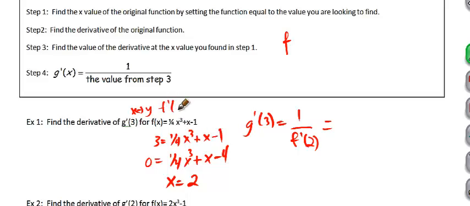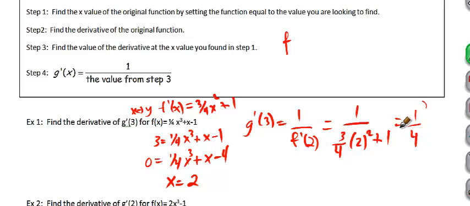So f prime of x is going to be 3/4 x squared plus 1. Okay, so we get 1 over 3/4 times 2 squared plus 1. Well, that's a 4, and the 4 is going to cancel out. So we end up with 1 over 3 plus 1, or 1/4.